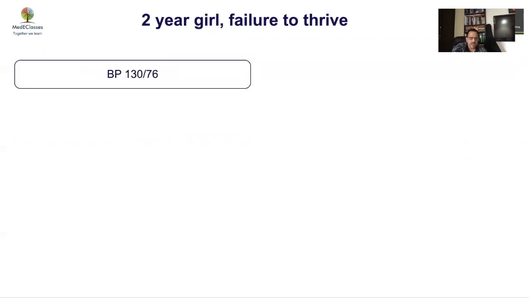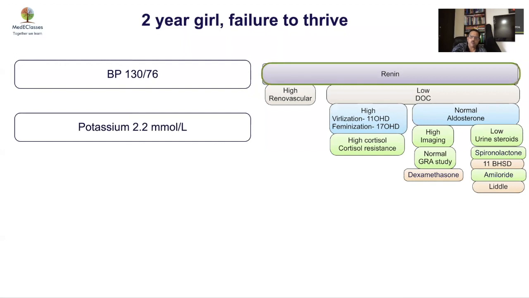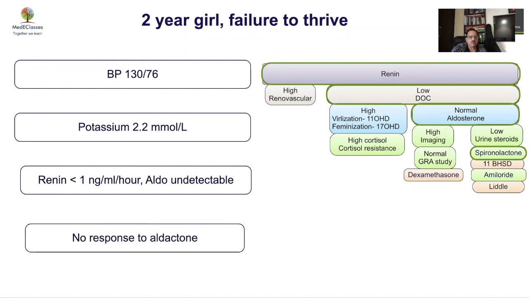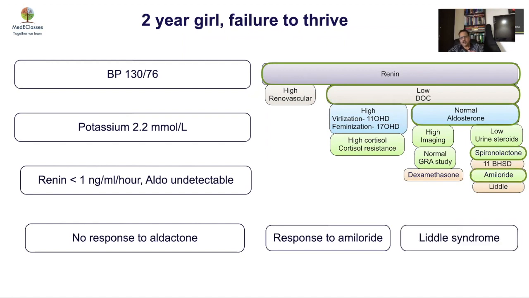2-year-old girl with failure to thrive, blood pressure is high, potassium is low, and what we are seeing, renin is low, aldosterone is undetectable. So now we are dealing with two possibilities, either an amiloride-related, either AME or Liddle syndrome. So what we did, we gave Aldactone, there was no response, so this turned out to be Liddle syndrome. So hypokalemia is most likely related to either a gastrointestinal cause or diuretic use. But if it's chronic hypokalemia, early onset hypokalemia with hypertension, or associated with acidosis, we have to think of specific causes in that perspective.